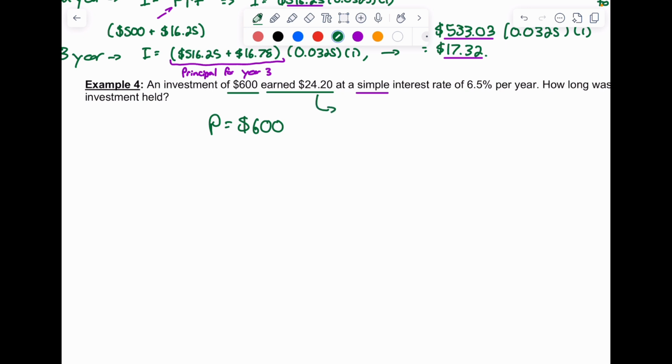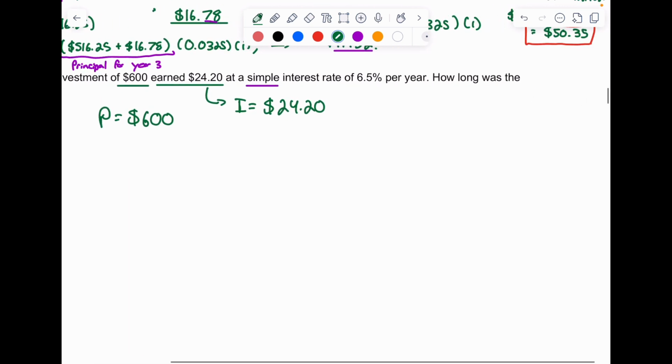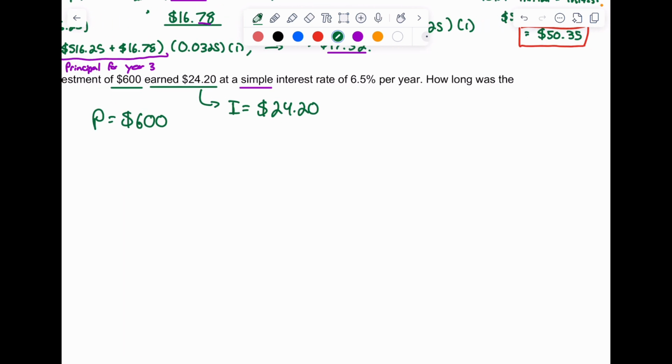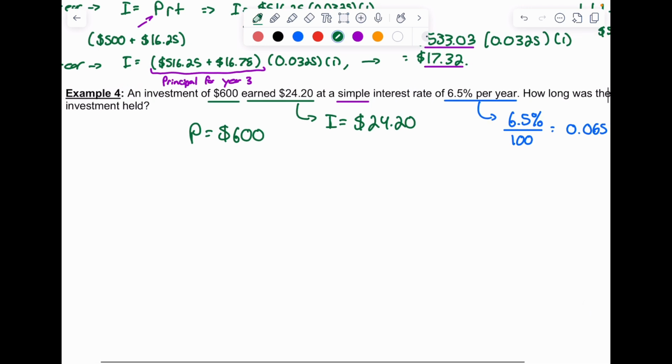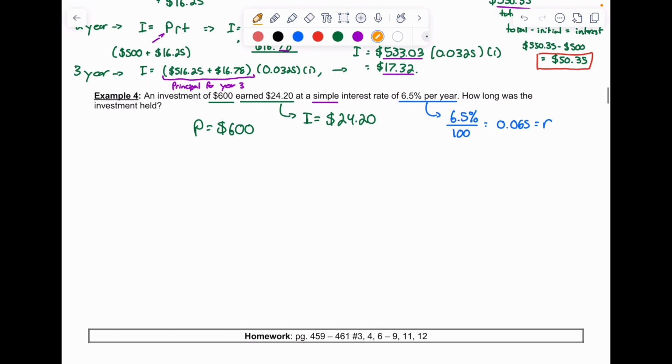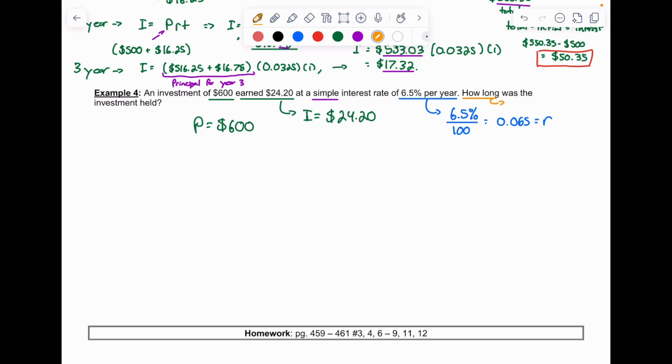Well, the thing that makes you money is your interest. So that actually is what your I is. Your I is $24.20. Only 2 things have dollars in them. At a simple interest rate of 6.5% per year. Okay, so in this case, 6.5% divided by 100 is 0.065. That is your rate. The question says, how long, right? How long? Well, this is saying T is question mark.